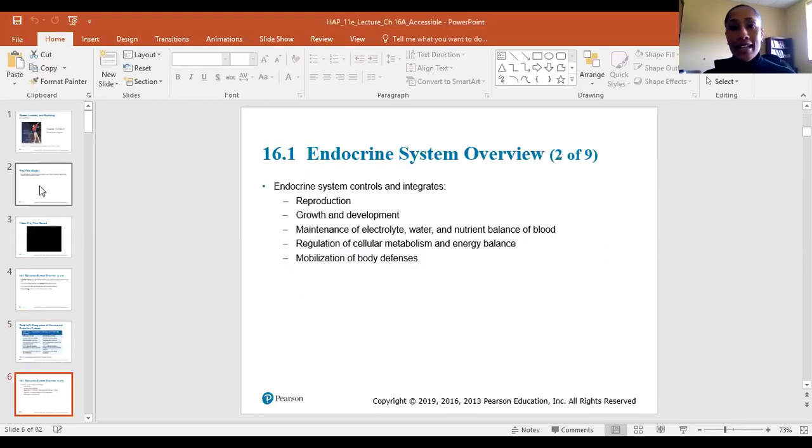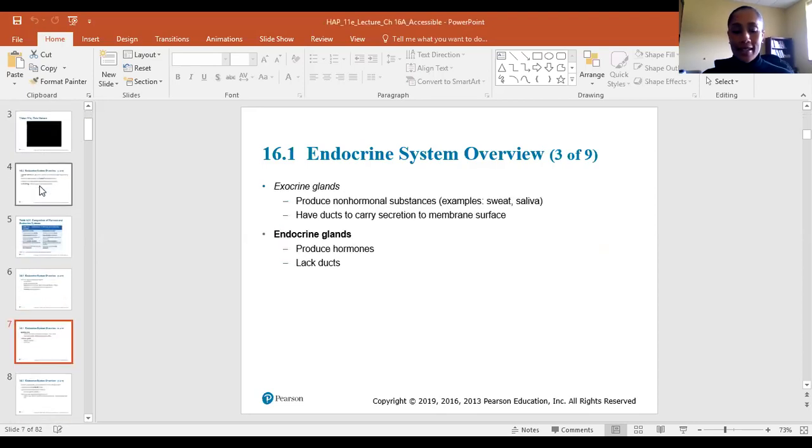So specifically, this system is going to govern processes of reproduction, growth and development, maintenance of water, electrolytes, and our nutrient balance in our blood. It's going to help to regulate cell metabolism and energy balance, and it's also going to control the mobilization of body defenses, and we'll talk more about that when we get into the lymphatic system.